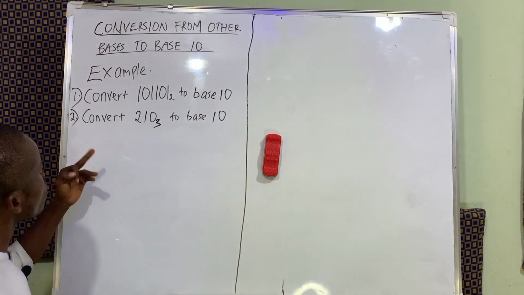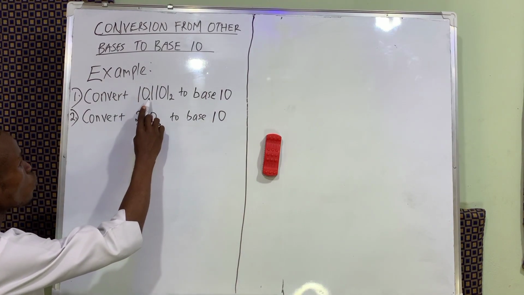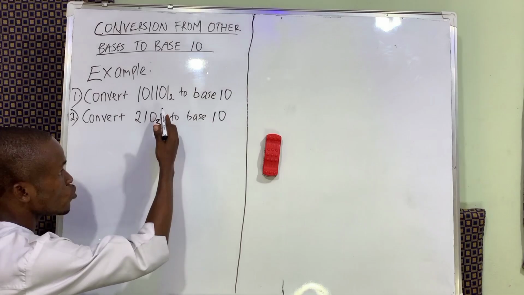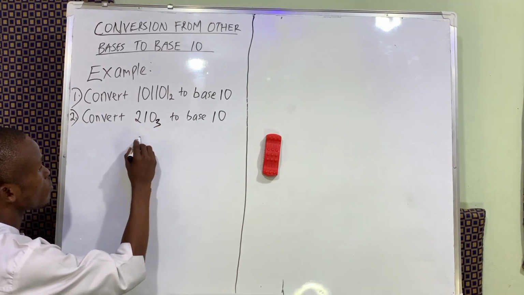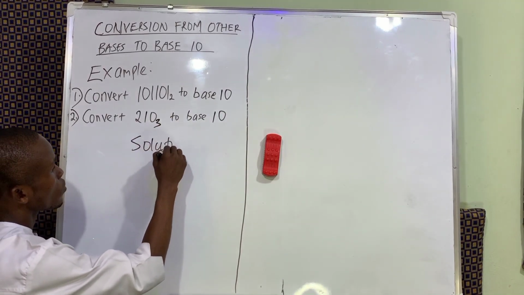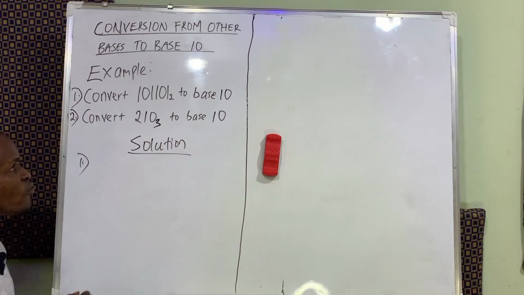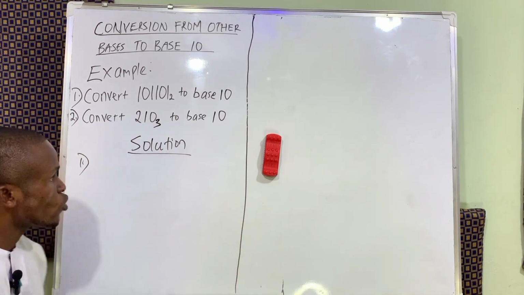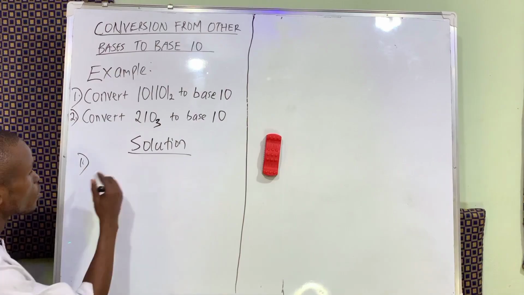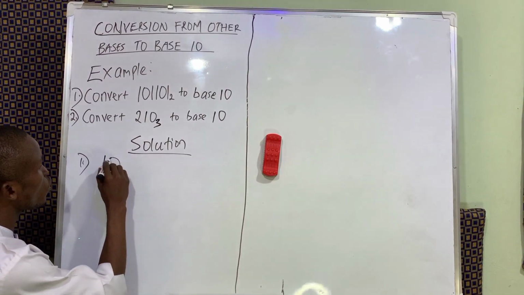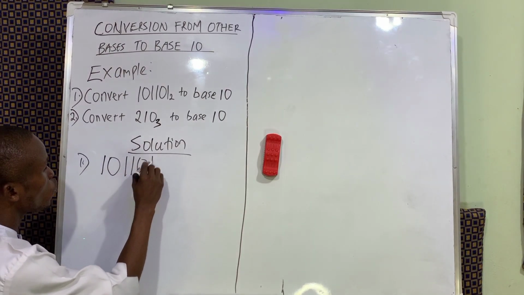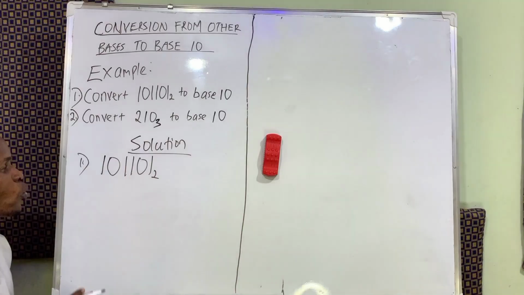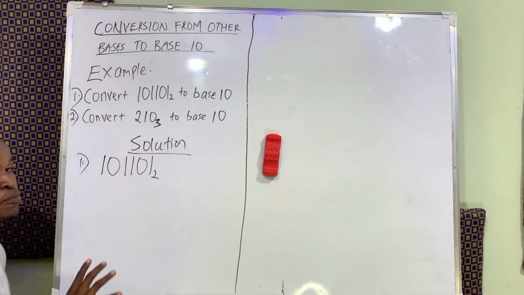Question 1 says, convert 101101 in base 2 to base 10. Solution. To convert from other bases to base 10, we apply a particular method, which I'll show you in this class. We have 101101 in base 2. Now, we are going to apply the method of expansion.